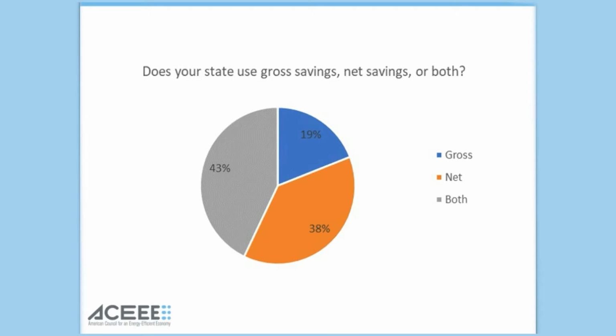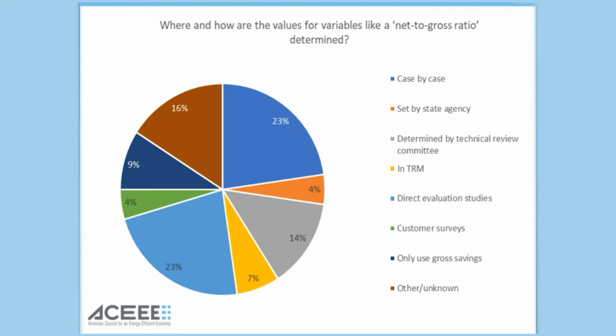And here's a question on, does your state use gross, net savings, or both? And there we saw more states this time around compared to 2012 are using both. I think that's just saying that they're maybe looking at different questions than in the past. Maybe some of that has to do with greenhouse gas reductions, clean energy goals. So there's greater use of both compared to the 2012 survey. And how do you determine that? And you see there it's across the board of figuring out what that net to gross ratio is, whether determined case by case, by state agency, in a technical reference manual, or evaluation studies. So there's clearly no one way to do this.